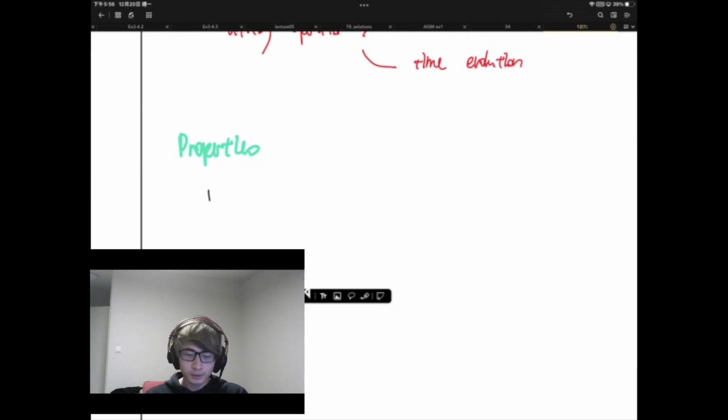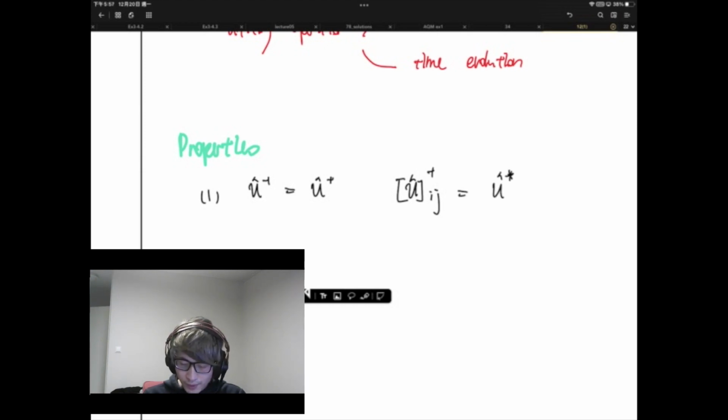So property 1: the inverse of the unitary operator is equal to the dagger of that. We can work in this way. We have the unitary operator with the ij in matrix form. When we dagger it, what we expect to have is a complex conjugate.